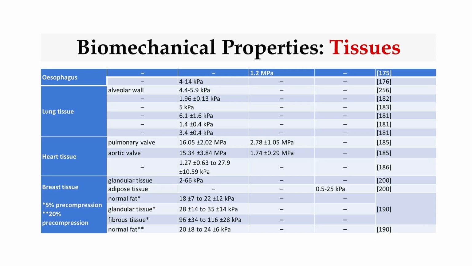Lung tissue, a lot of the research groups have described the properties again in kilopascal. The human heart tissue, specifically the pulmonary valve and the aortic valve, these properties have been described, as well as the ultimate tensile stress properties. The breast tissue is also another tissue which is widely studied at different levels of pre-compressions, like 5% and 20%, and glandular tissue, adipose tissue, normal fat, fibrous tissue, all these properties have been well defined, but not the ultimate tensile strength.